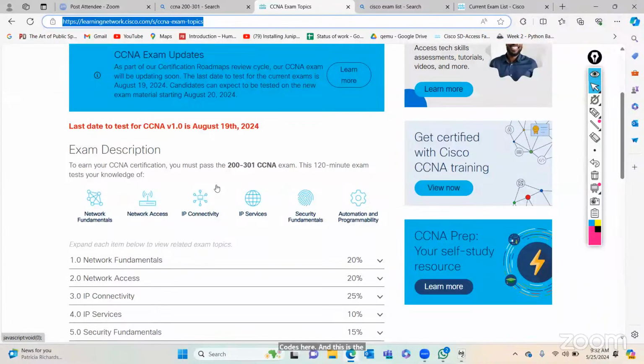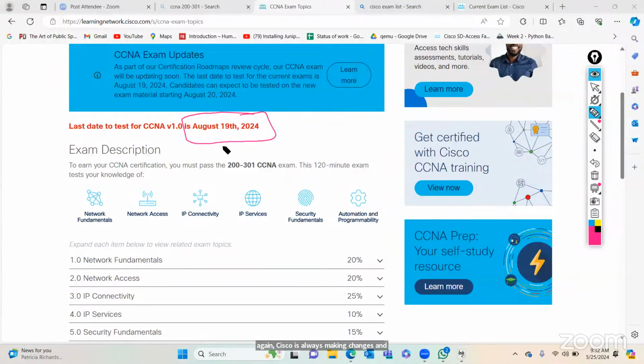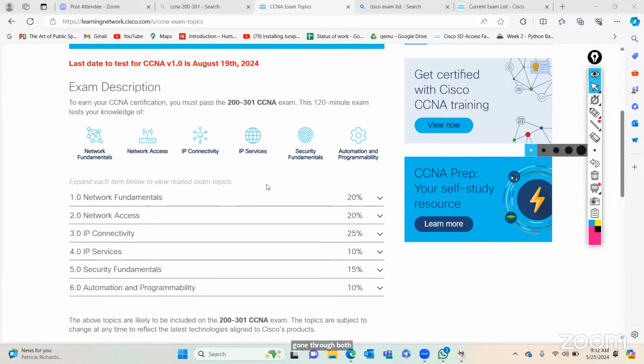And guys, again, Cisco is always making changes. From August 19, 2024, you will see a change in the exam content. Right now, this is the CCNA version 1, because Cisco launched it in 2020 and now it's 2024. So for the last 4 years, there was not even a single change in the content of CCNA. But now Cisco is saying that on August 19th the exam will be changed and the exam version will be version 1.1. But there is a very slight change. I've gone through both the syllabi, so there is a very slight change.